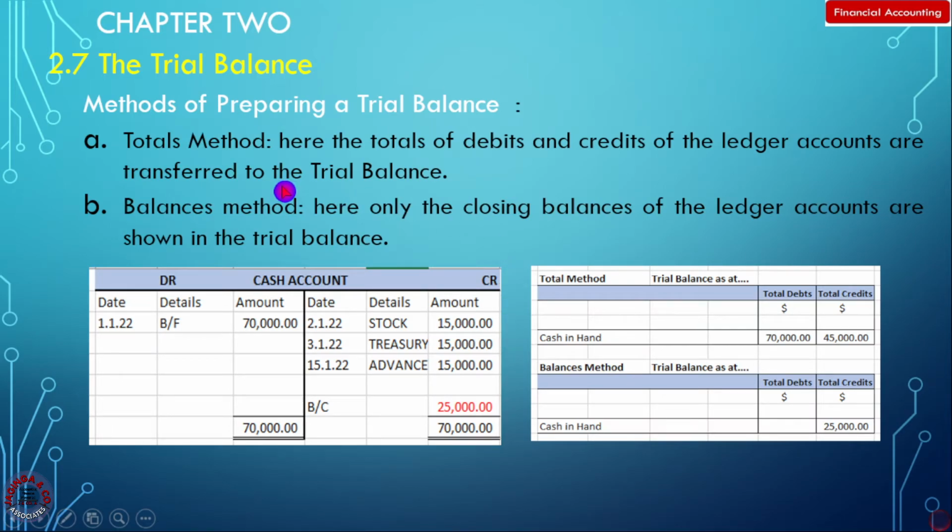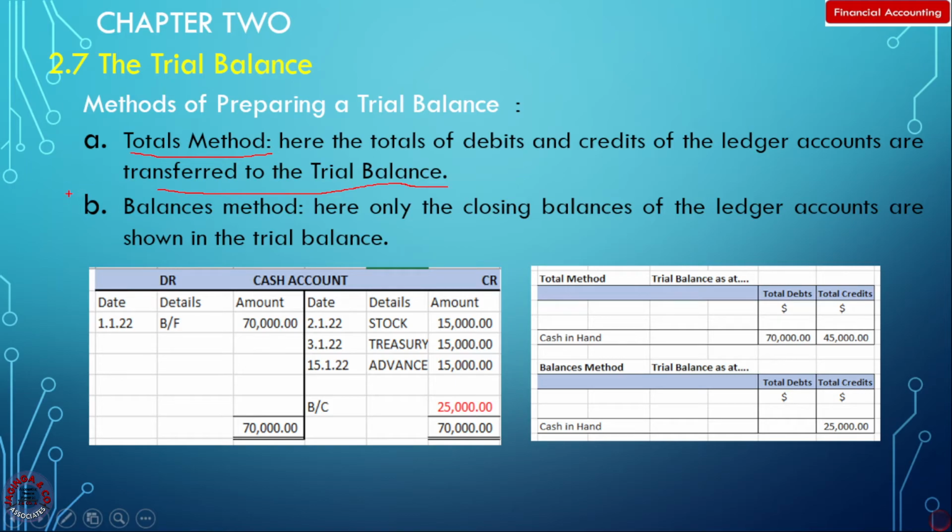So we also have methods of preparing a trial balance. We have two methods, and one is the totals method. In the totals method, the total debits and credits of ledger accounts are transferred to the trial balance. So when we have an account like the capital account or the cash account, all the payments in the cash account will be transferred to a trial balance. The total payments that we've done in that account will be transferred to the trial balance.